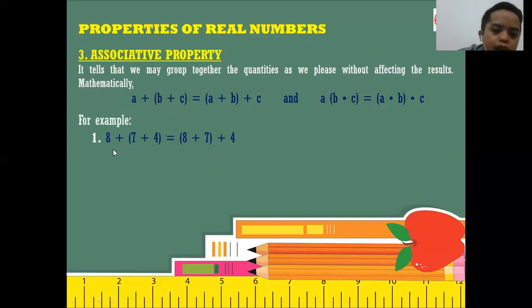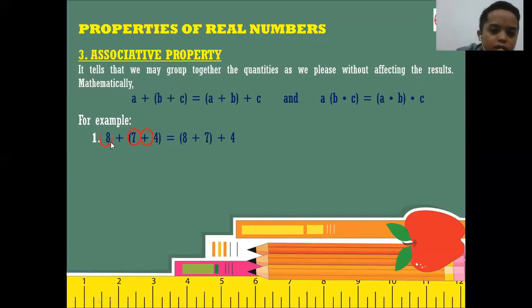Okay, sample. 8 plus quantity of 7 plus 4. So unlike commutative, where the number really moves, this time, this is associative. So when you add 8 to 7 plus 4, that is 11. 11 plus 8, that is 19. Likewise, when you add 8 plus 7, that is 15. Plus 4, it is also equal to 19. So the result would not be affected if we group together.